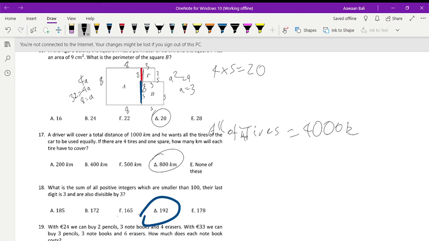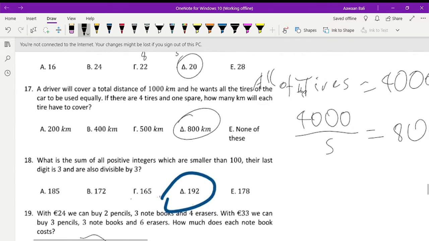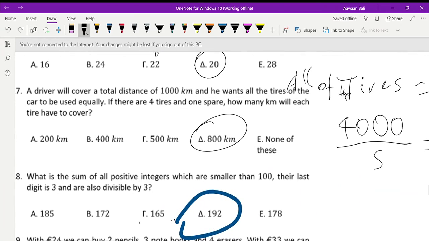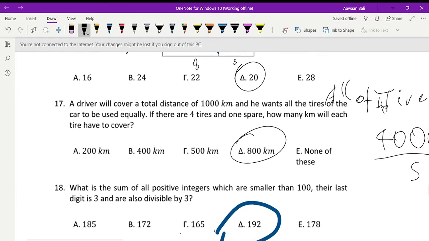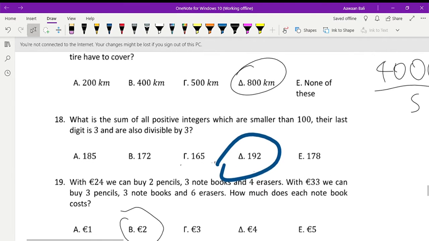And if the driver wants to share them equally still, that means that we're still following the 4,000 kilometers, but now with 5 tires. So the easy way, without just writing down a lot of examples, is that you get that 4,000 kilometers, and then since there are 4 tires, 1 spare, now there are 5 tires. So 4,000 divided by 5 is 800. So each tire will cover 800 kilometers. So the answer is delta, basically.